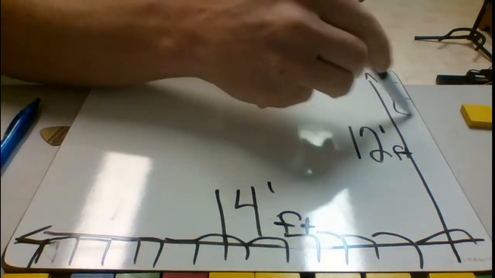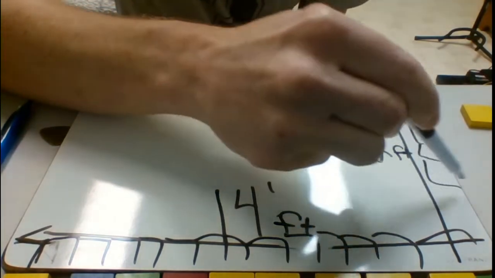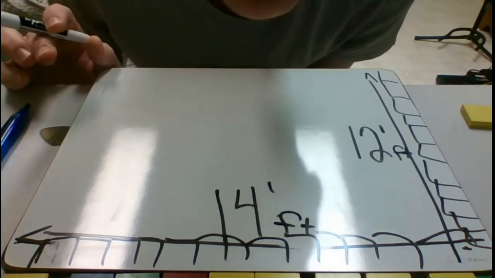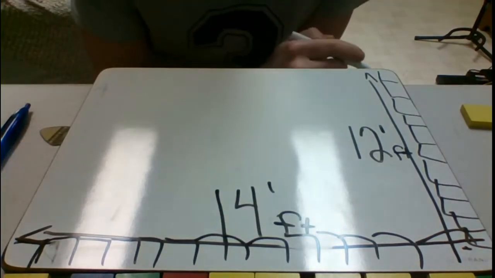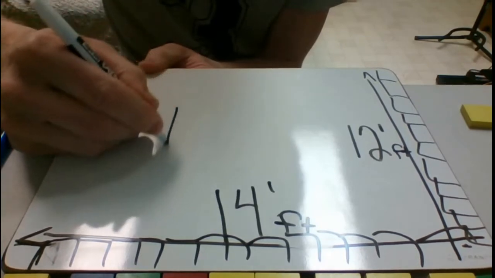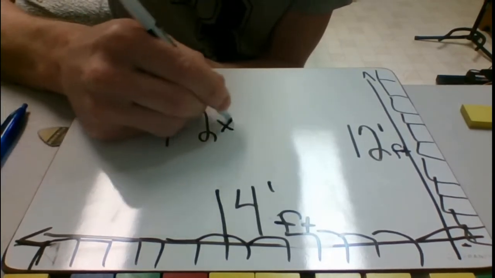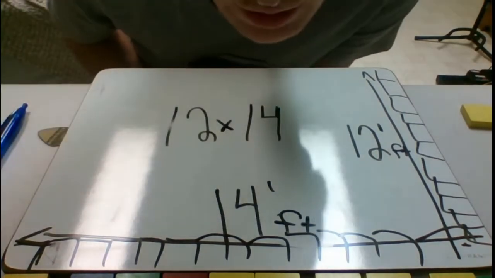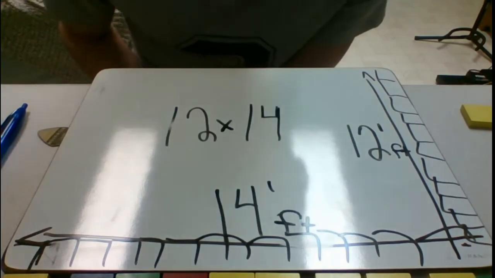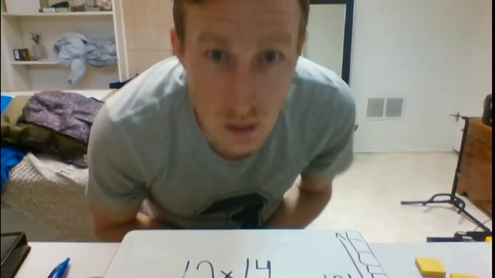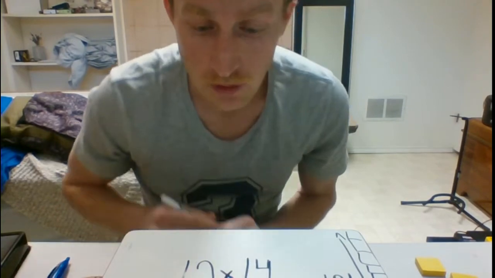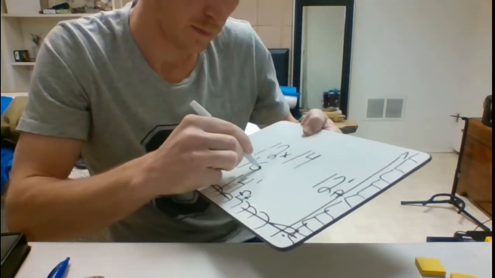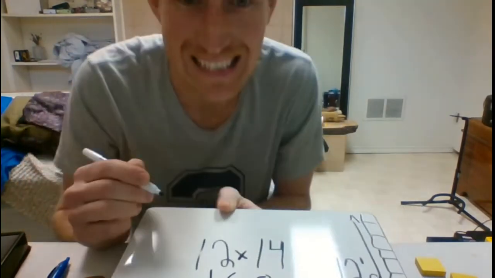1, 2, 3, 4, 5, 6, 7, 8, 9, 10, 11. And this one counts as 12. Can't forget that. So in this case, I'm thinking 12 groups of 14. 12 times 14. You could look that up right now, online or whatever. 12 groups of 14. 12 times 14 is 168.